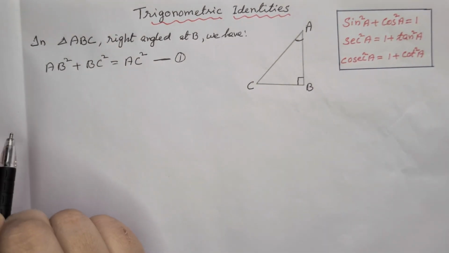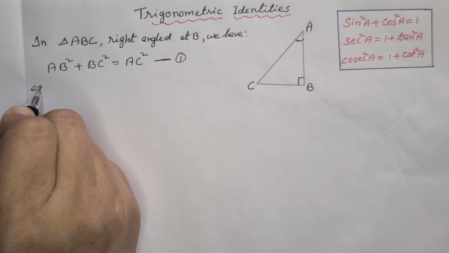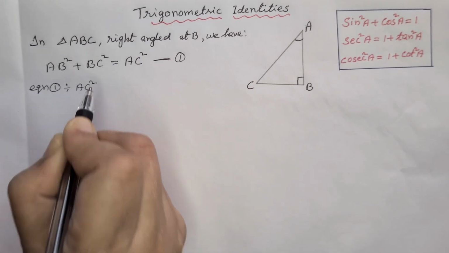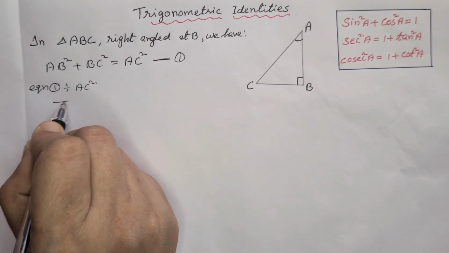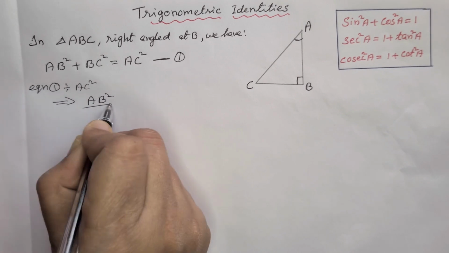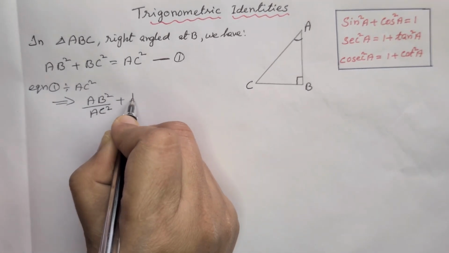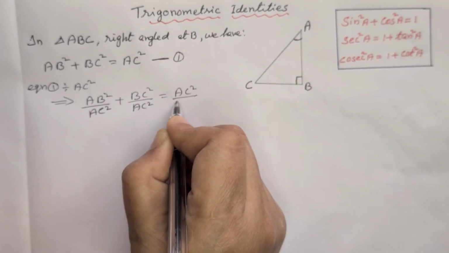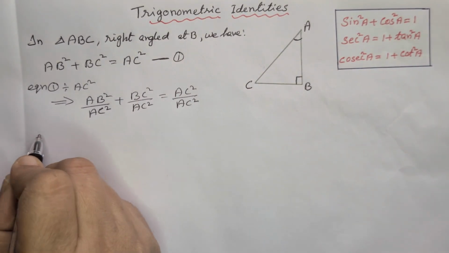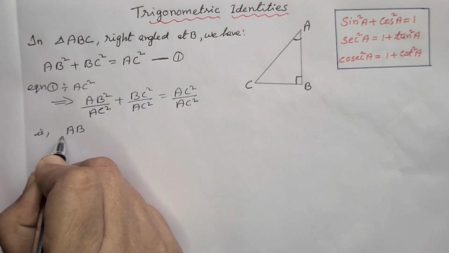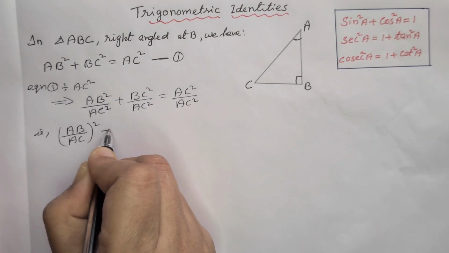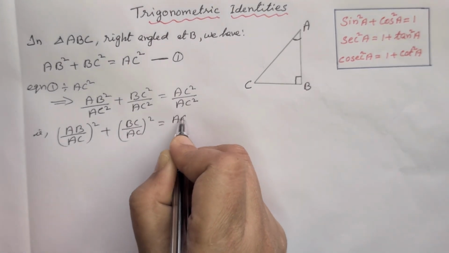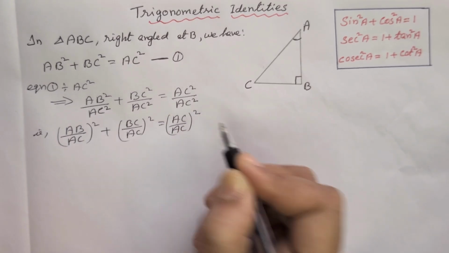And divide this equation by AC square. So equation 1 divided by AC square, which implies AB square by AC square plus BC square by AC square is equal to AC square by AC square. We can rewrite this as (AB by AC) the whole square plus (BC by AC) the whole square is equal to (AC by AC) the whole square.